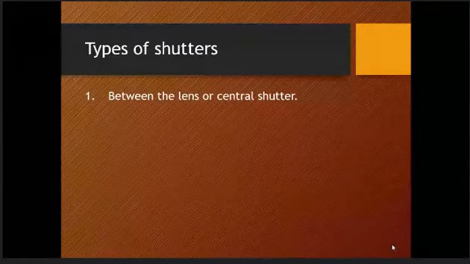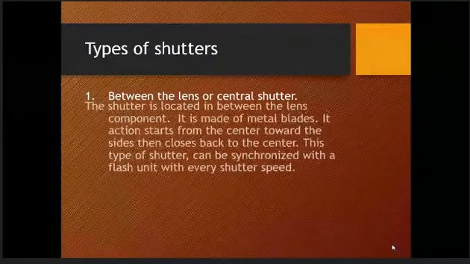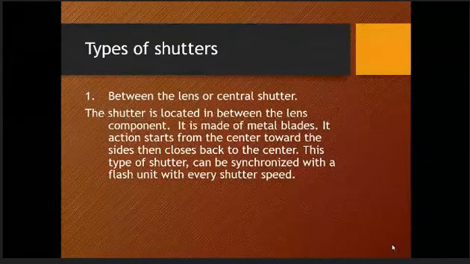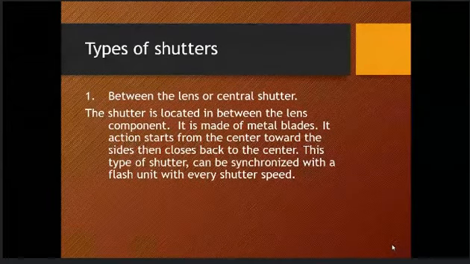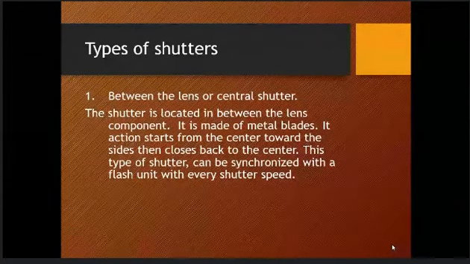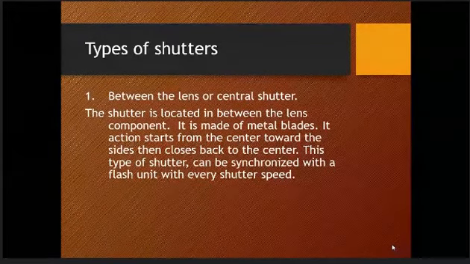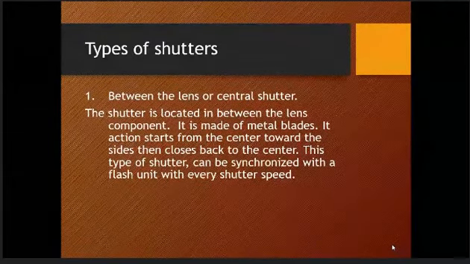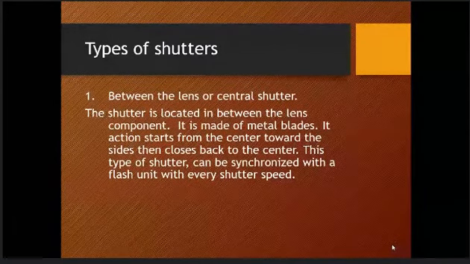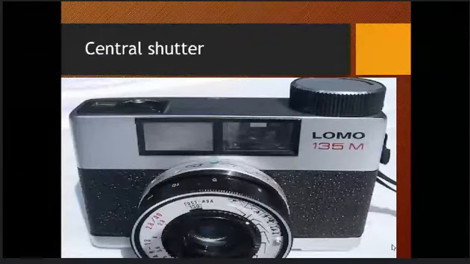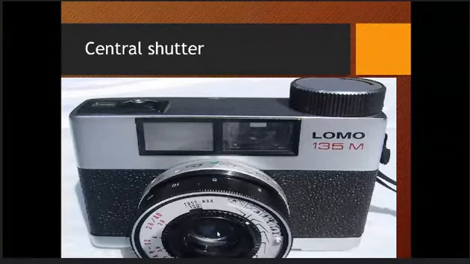Central shutter or between the lens. This shutter is located between the lens components. It is made of metal blades. The keyword is that the action starts at the center toward the side, then closes back towards the center. For example, in the middle it opens, separates, then closes in the middle.